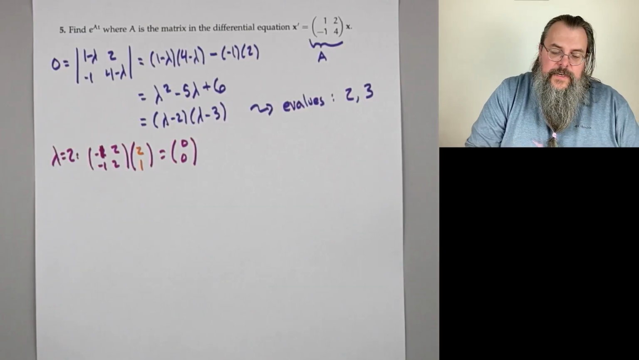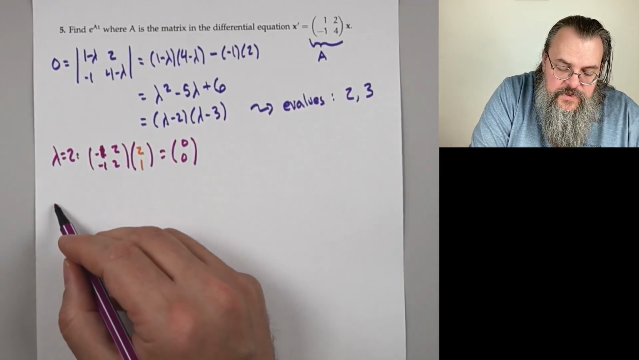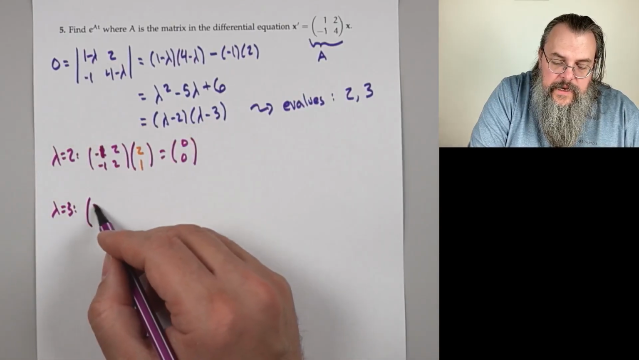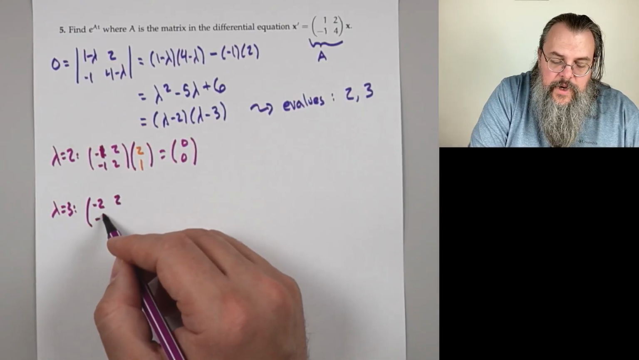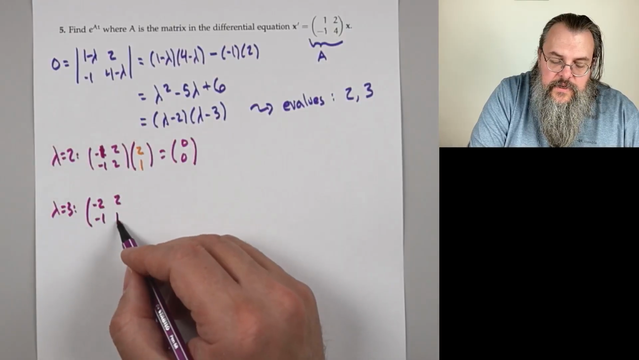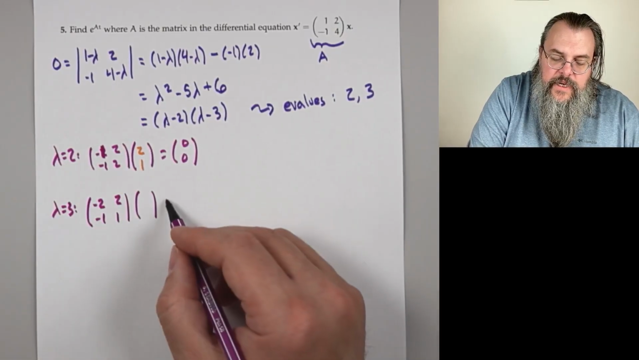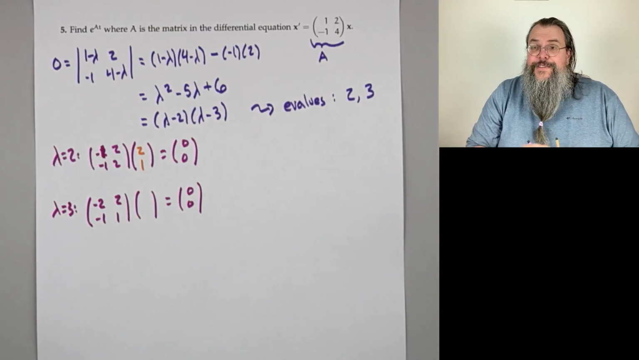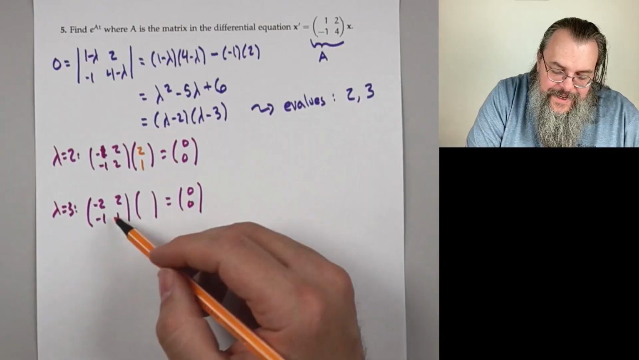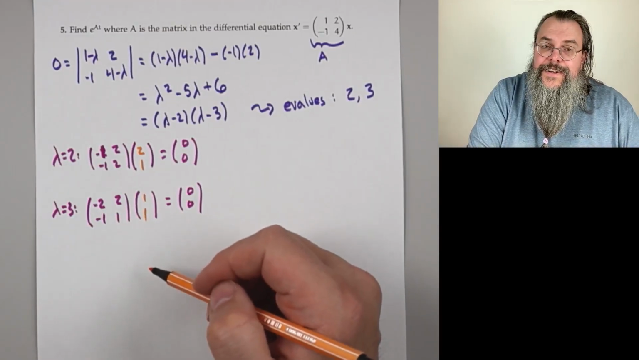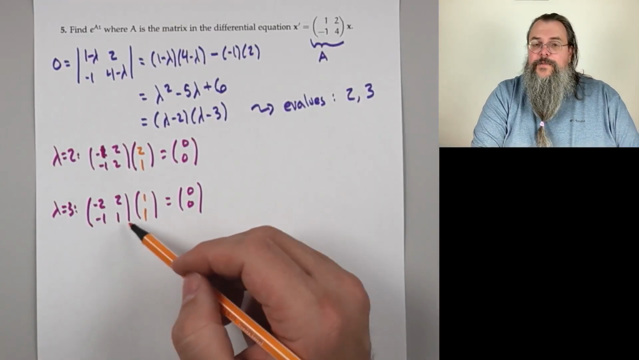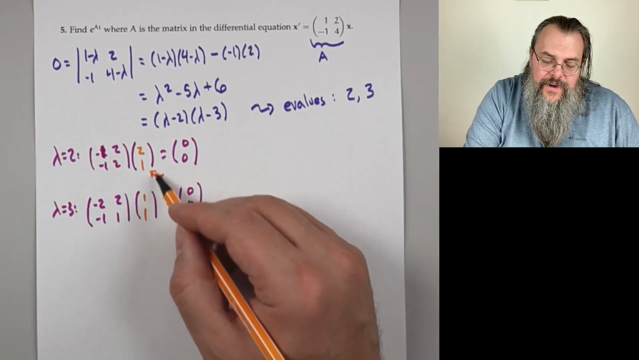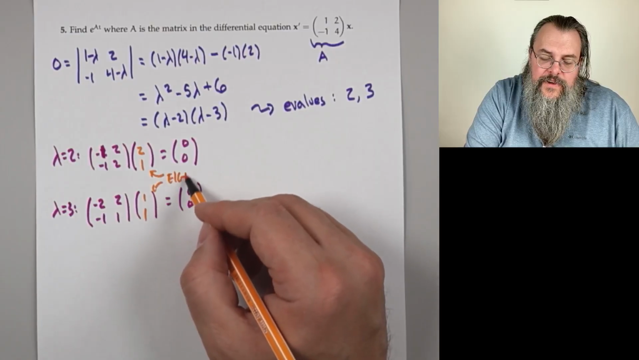And now let's do similar. Lambda equals 3. So 1 minus 3, that's negative 2, 2; minus 1, 4 minus 3 is 1. We need to multiply this by something and get 0, 0. Can we think of something? Well, yeah, 1, 1. Again, write that second row backwards, flip a sign. So these are our eigenvectors, which is good.